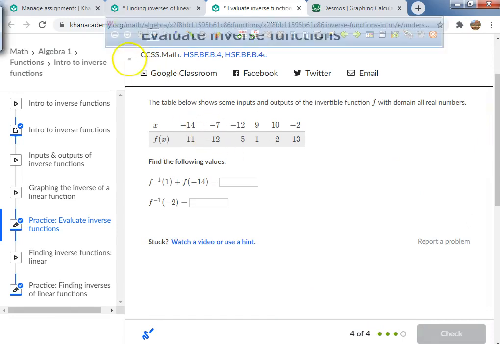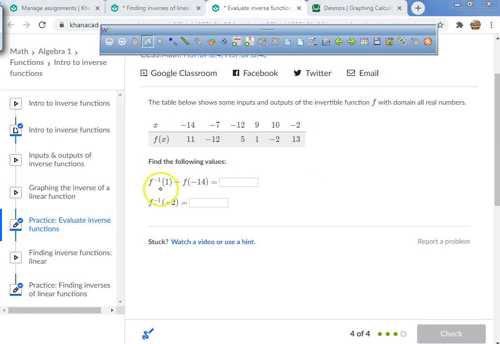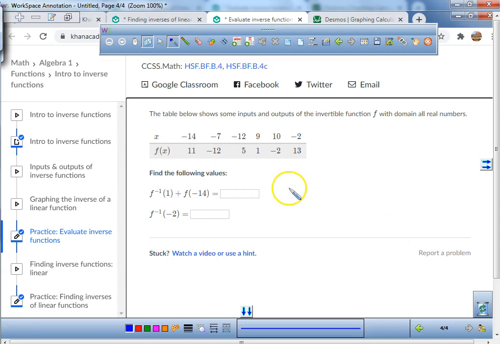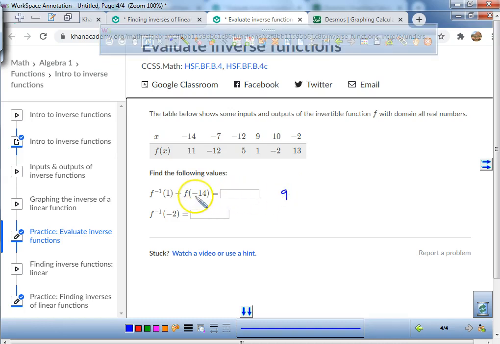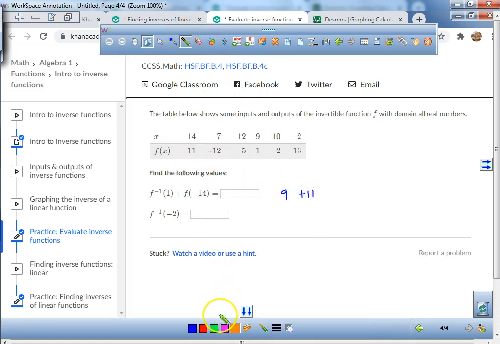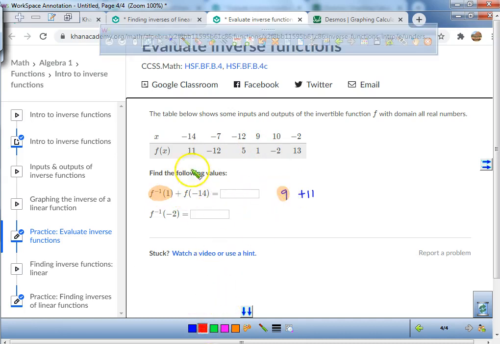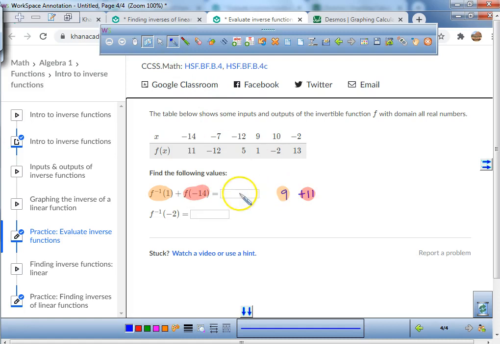So last one. What we're going to do is take a look at the inverse of 1. So I'm going to do the work right over here. What's the inverse of 1? Thank you, 9. What is f of -14? 11. So put 9 plus 11. For those of you trying to learn online, the inverse of 1 got me to a 9, but f of -14 got me to the number 11. So what am I going to write in here? I'm going to write a 20 because 9 plus 11 is 20.